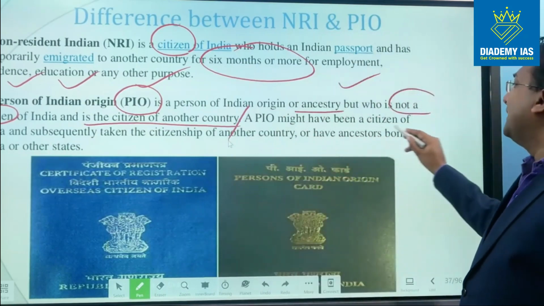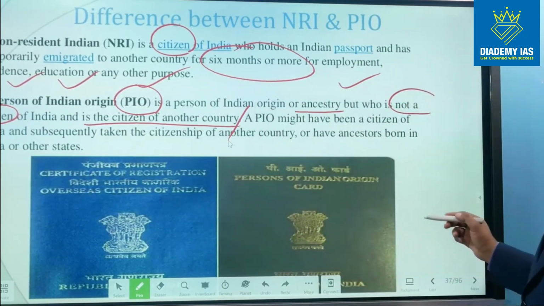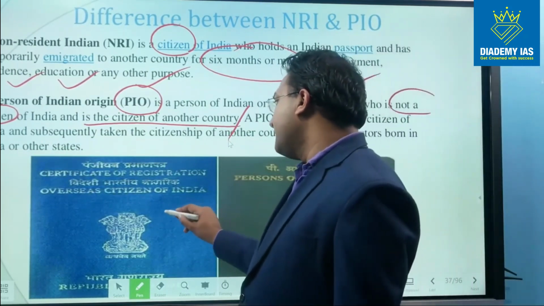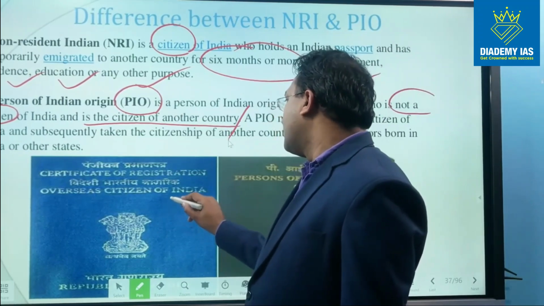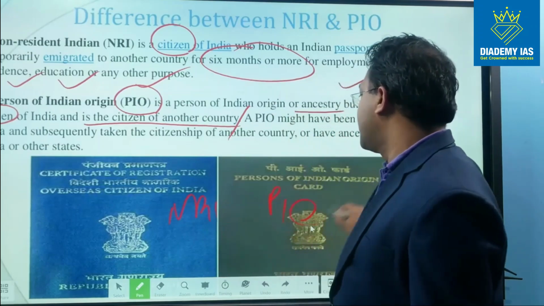A PIO might have been a citizen of India and subsequently taken the citizenship of another country, or have ancestors born in India or other states, right? So this is the NRI card and this is the PIO card, the passport basically, right?